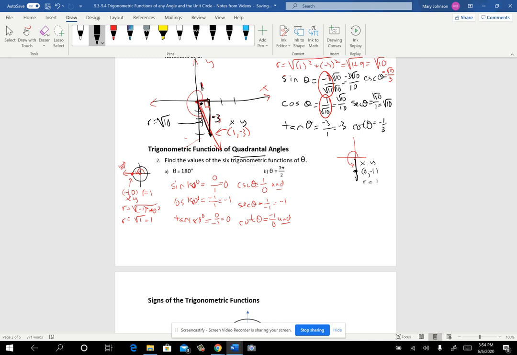And so then you can come in here and do the sine, the cosine, and the tangent of 3 pi over 2. And then once you get those, you just do the reciprocals to get the other 3. Okay, so sine would be -1 over 1. Cosine would be 0 over 1, which is 0.